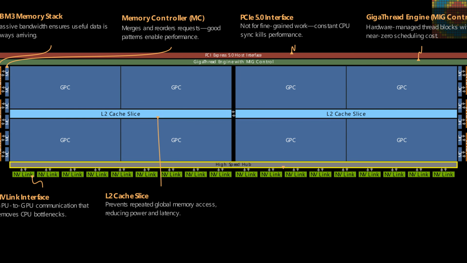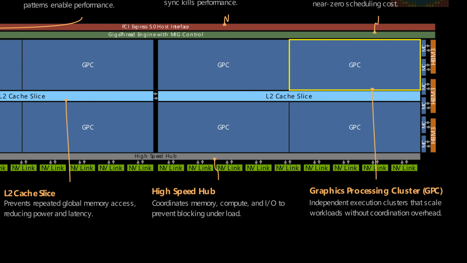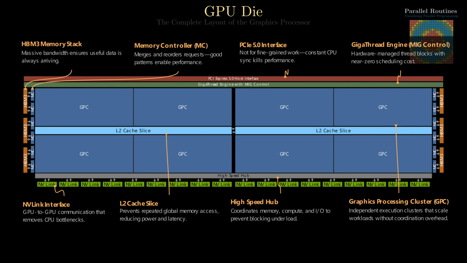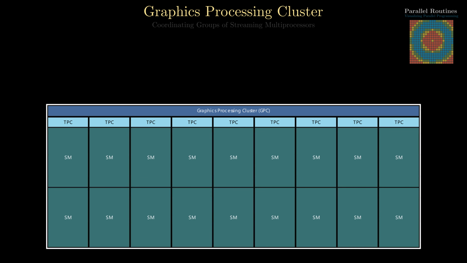This is the coordination point that prevents memory, compute, and I/O from blocking each other under heavy load. For now, note this graphics processing cluster pattern. We'll explore it next. GPUs scale by replication. More clusters run more work in parallel, not faster threads.